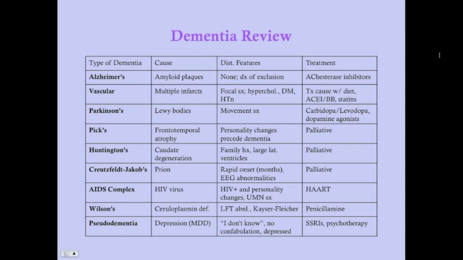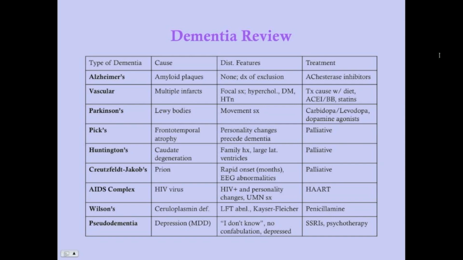Parkinson's dementia or Lewy body dementia, the cause is Lewy bodies. We're not going to see those clinically, and so we diagnose this based on the fact that the patient has movement symptoms, diagnosed Parkinson's disease, and they also have dementia. The treatment for this is going to be the treatment for Parkinson's disease, which is carbidopa, levodopa, and the dopamine agonists, as well as amantadine, which is our second-line therapy. Pick's disease is caused by frontotemporal atrophy. The distinguishing features here are going to be personality changes that precede the dementia, and the treatment is going to be palliative, no therapy for Pick's disease.